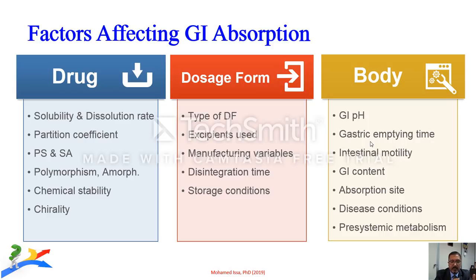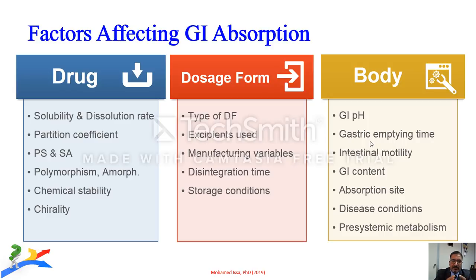ليه المين سايت؟ نمرة 1 الطول حوالي 6 متر، 2 مليانة فيلاي very large surface area، 3 عندك كل الميكانيزمز of transport absorption موجودة، عايز باسيف يعدي باسيف، عايز كاريرز موجودة كاريرز، يعني هو ده المين سايت. فأي تأخير جوه الاستومك definitely هيأثر على الابسوربشن.